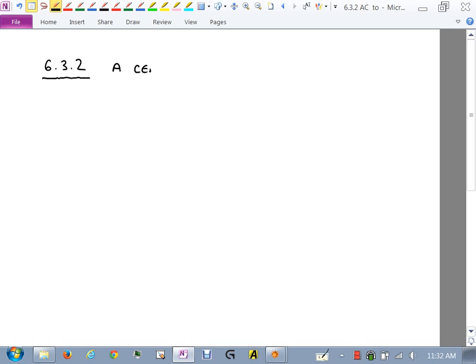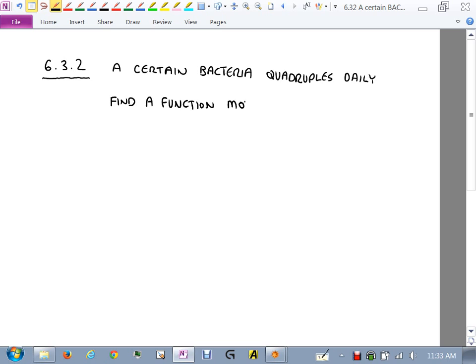A certain bacteria quadruples. Is that how you spell quadruple? Quadruples daily. Find a function modeling its growth.